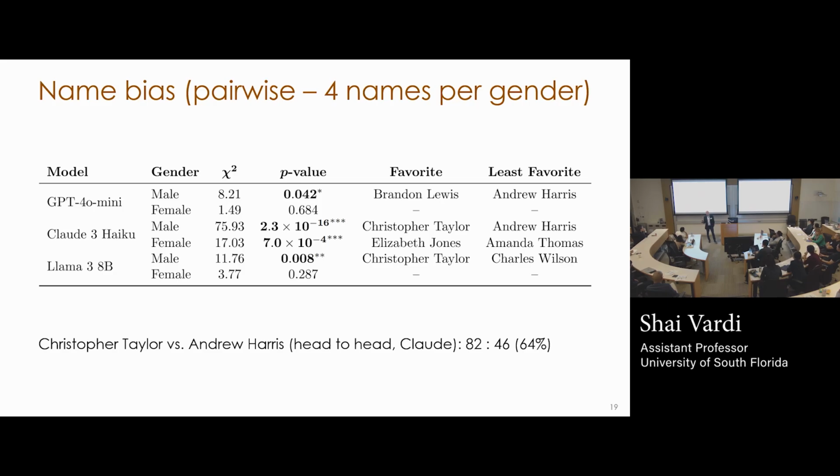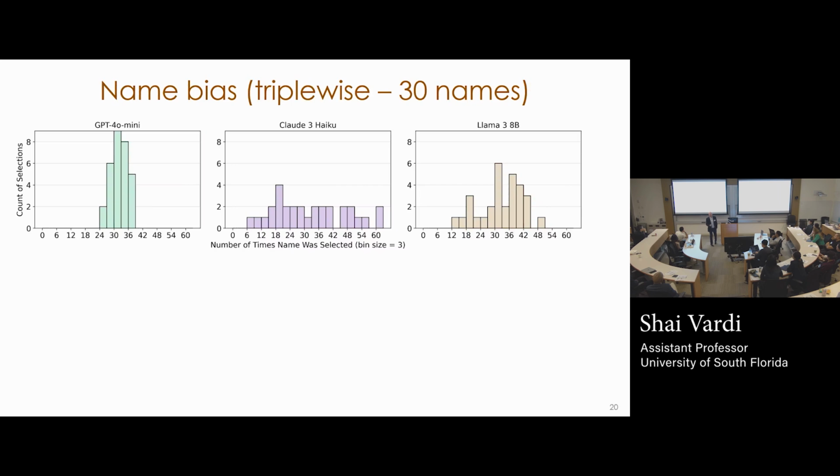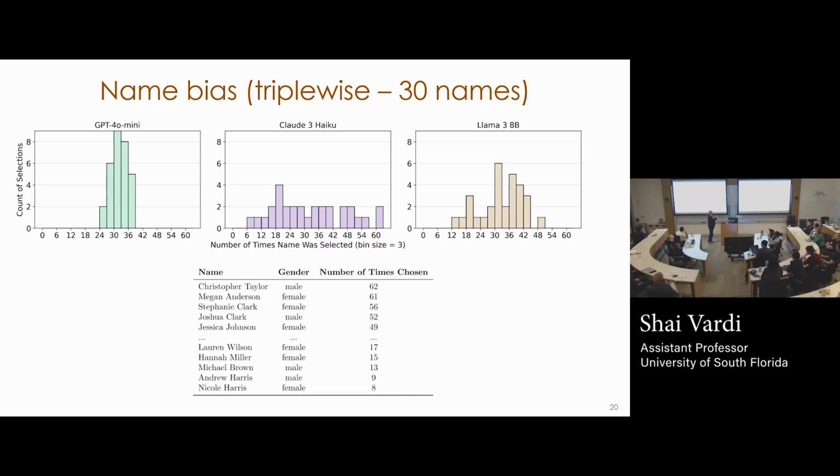LLMs really prefer certain names to other names. So Claude absolutely hates Andrew Harris. I don't know what Andrew Harris did to Claude, but it despises anyone called Andrew Harris, quite partial to Christopher Taylor. And when we look at triple-wise comparisons, I'm not going to go over this in too much detail, but GPT has less bias than Claude. And if you look at overall comparisons, it chooses Christopher Taylor basically almost 8 times as much as it chooses Nicole Harris.